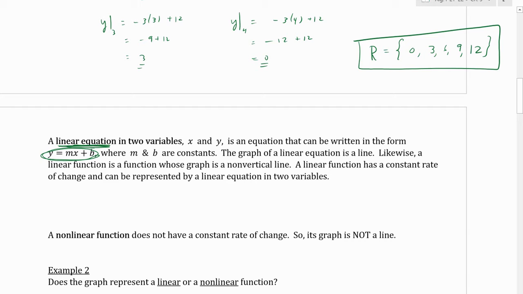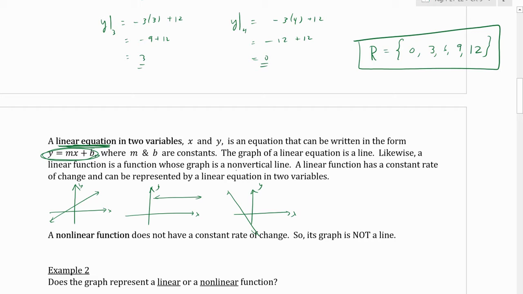So the graph of a linear equation is a line. Likewise, a linear function is a function whose graph is a non-vertical line. So what they're saying is like if we had an xy axis, that's a linear equation. That's a linear function. If you had just a horizontal line, that's one. If you had one that goes downhill, linear function.